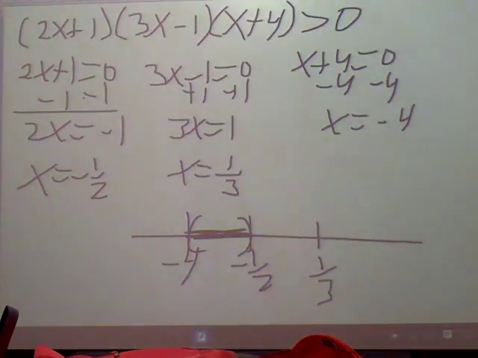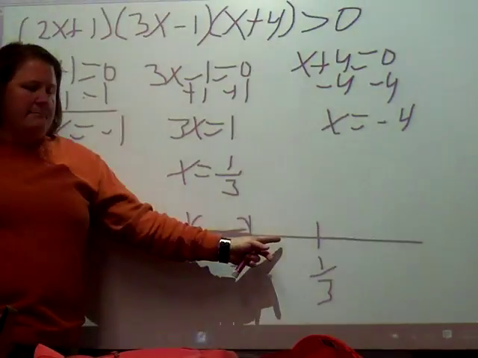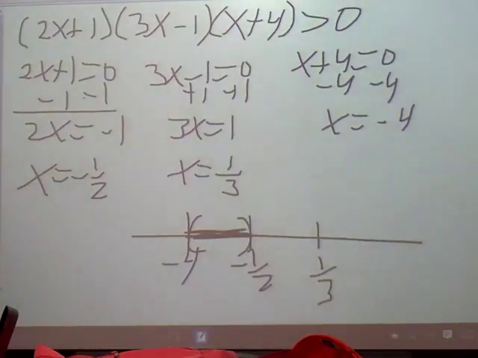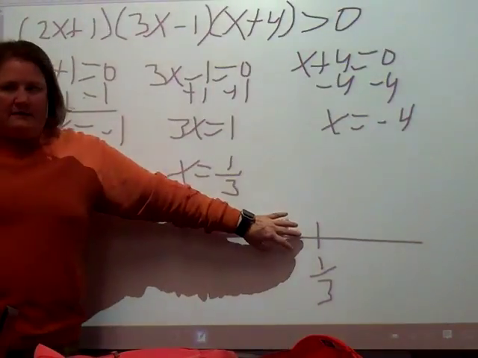Now, I got a pretty good idea, because it just wouldn't make sense to have two of them back to back. I got a pretty good idea that one won't be shaded, but I got to test it anyway. So pick me a number between negative 1/2 and 1/3. 0 would be good. 2 times 0, 0 plus 1 is 1. 3 times 0, 0 minus 1 is negative 1. 0 plus 4 is 4. Positive times a negative is a negative, times a positive is a negative. Negative is not bigger than 0. So our guess was right. We will not shade there.